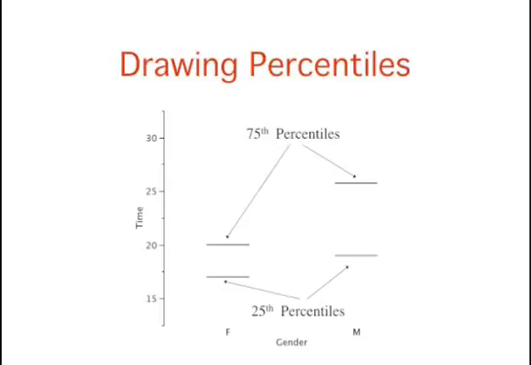Then we draw lines representing the 25th and 75th percentiles for each gender. Thus, for each gender, the lower line is the 25th percentile, and the upper line is the 75th percentile. For the women, the 25th percentile is 17, and the 75th is 20. For the men, the 25th percentile is 19, and the 75th is 25.75. We can see already that it took men longer than women to name the colors, since both percentiles are higher for the men than for the women.